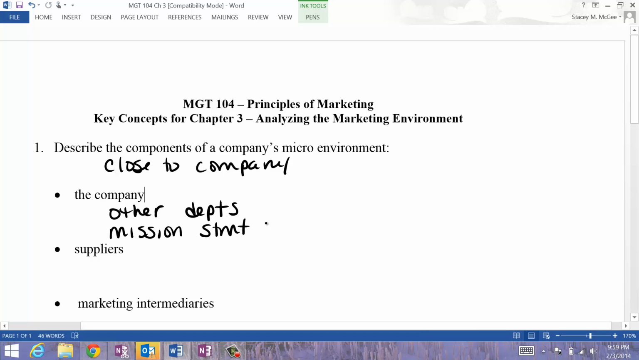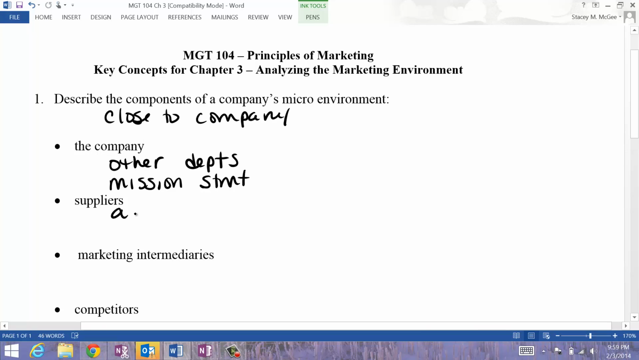Suppliers. We always have to consider supply availability and cost, and we have to keep in mind here that without the suppliers, we can't supply our customers' needs. So if we make promises to our customers and then we can't get what we need from the suppliers, it's going to be us that ends up looking bad to the consumer there.